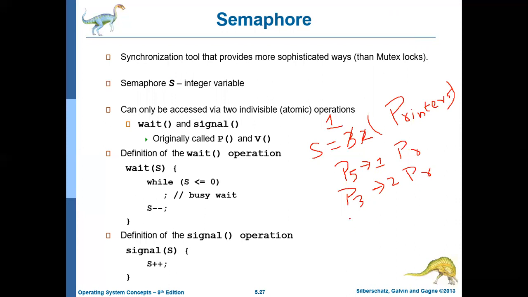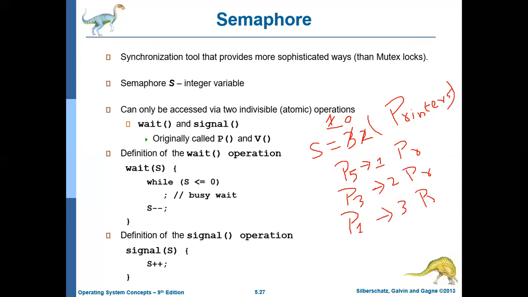Now another process P1 comes, and it also checks whether the printer is available or not. So it calls wait of S, while S is less than or equal to 0. S is not less than or equal to 0, so it means there is a printer available. So it takes that particular printer, and it decrements S to 0. So the third printer was given to P1.